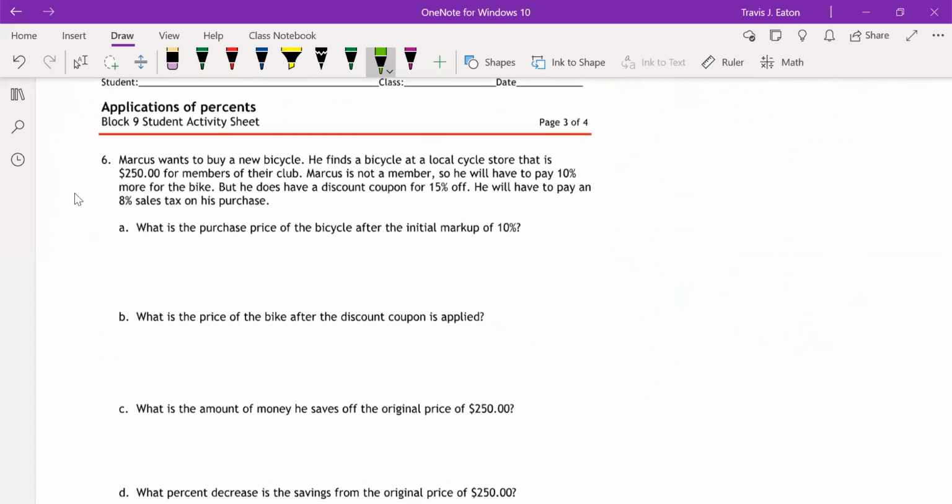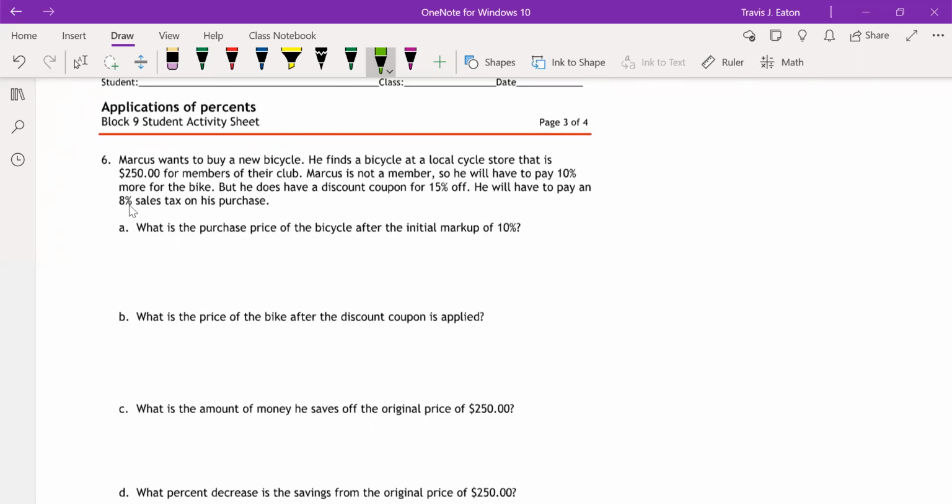Question 6 tells us about Marcus, who wants to buy a new bicycle. He finds a bicycle at a local cycle store that is $250 for members of their club. Oh, they have a club. Marcus is not a member. So he will have to pay 10% more for the bicycle. But he does have a discount coupon for 15% off. And he'll also have to pay 8% sales tax on his purchase.